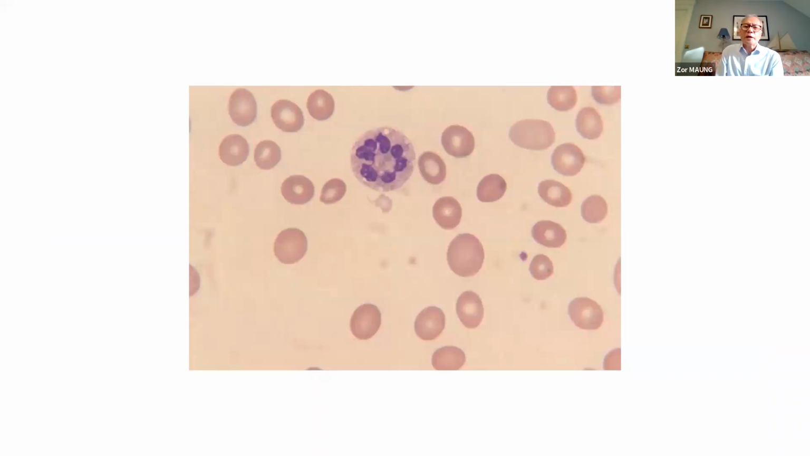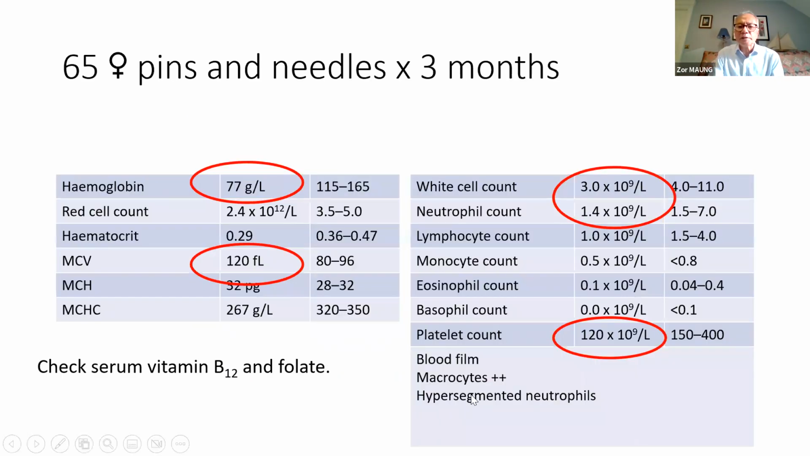On the blood film, the red cells are bigger than normal. This is the normal size, so these are bigger than normal. And the neutrophil segments: normally you have 3 to 5 segments, whereas in megaloblastic anemia, B12 or folate deficiency, the nucleus has more than 5 segments. That means hypersegmented neutrophils.